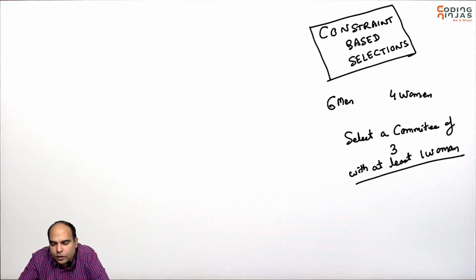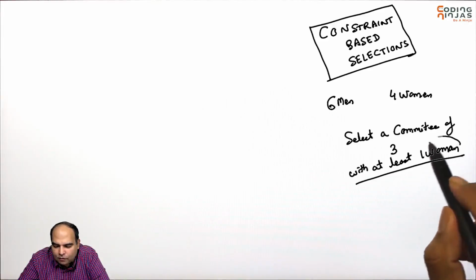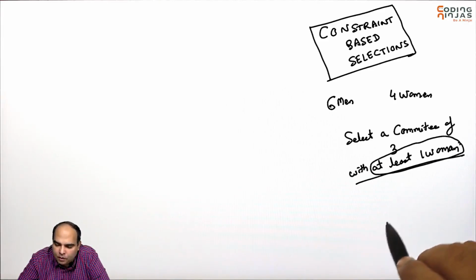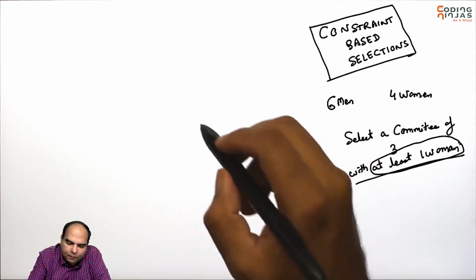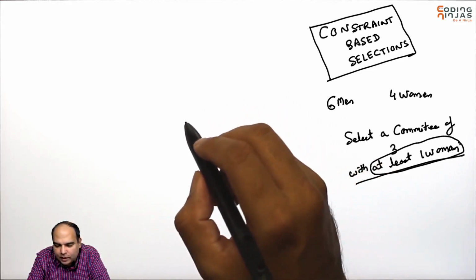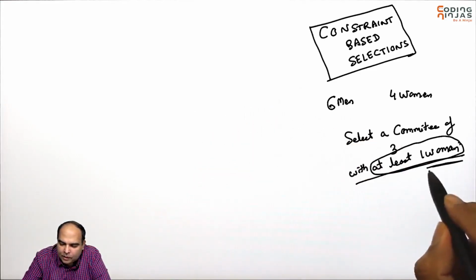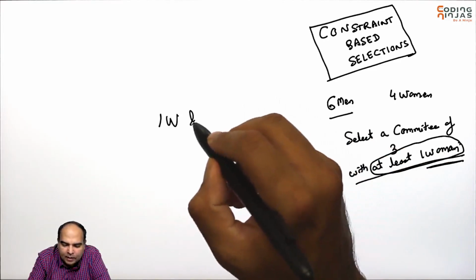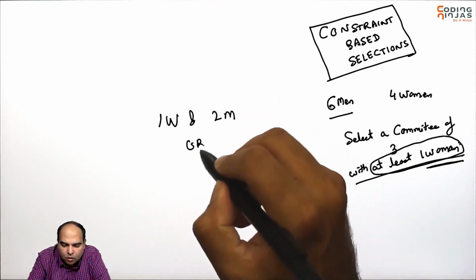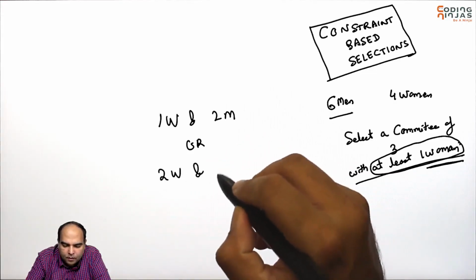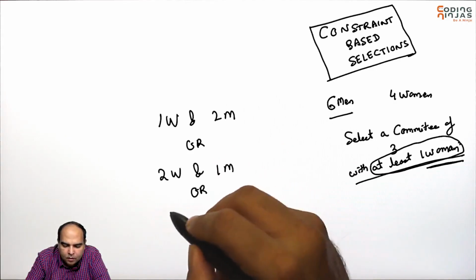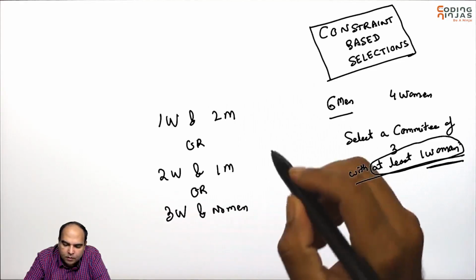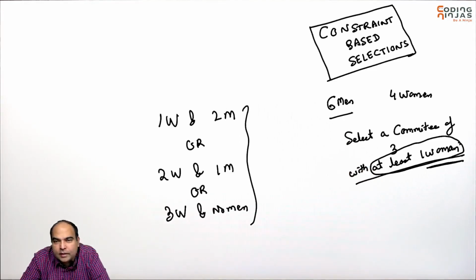So there are 2 ways of doing this question. This is the constraint, that you have at least 1 woman in the group. One way to solve it is that if you define the different committees you can select, because the committee says that at least one woman should be in the group and there is no constraint on the men, you can have committees with one woman and two men, or two women and one man, or three women and no men. So these are the three kinds of committees you can make in this scenario.